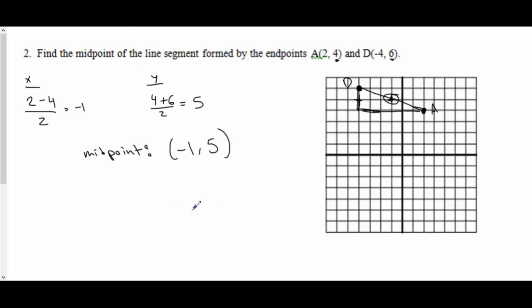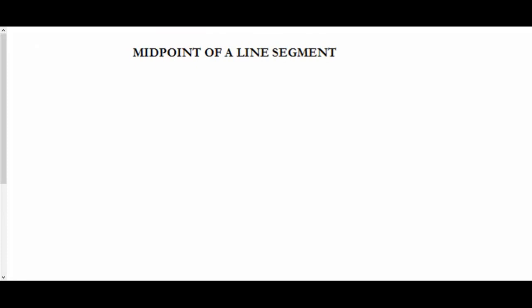Right, so really the same concept as when we had the one-dimensional line, except I have to find the halfway point for x and the halfway point for y. So let's take a look at the next question. Or actually, before we do that, let's talk a bit about what a general formula for a midpoint of a line segment might look like.